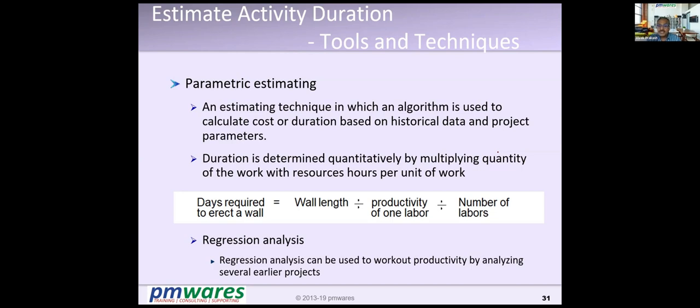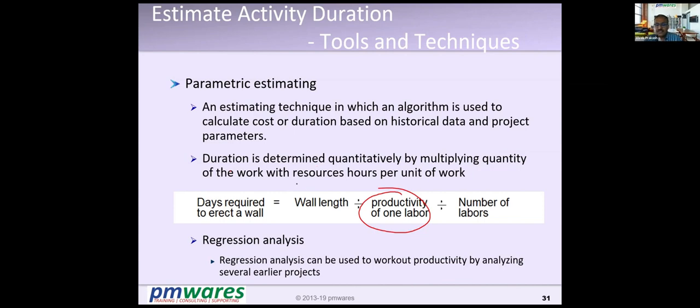Second is one figure: he says one typical resource paints 5 square feet per day. From where has it come? From his experience of previous projects. Right? So what we do in this, like here, the productivity of one labor, how do we assess? We use regression analysis, the statistical tool, regression analysis.